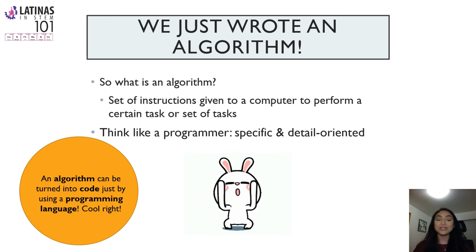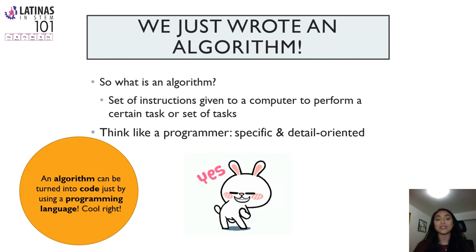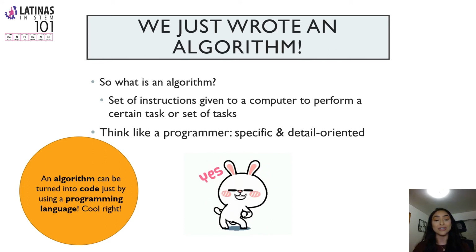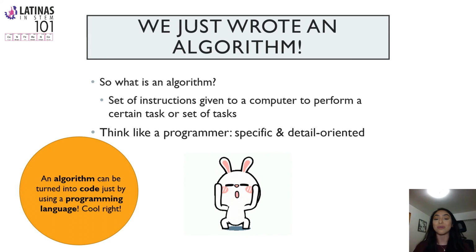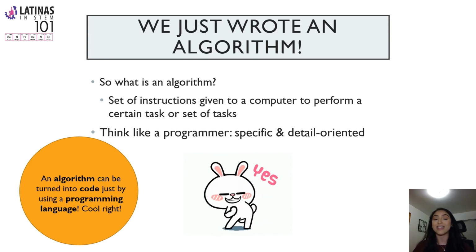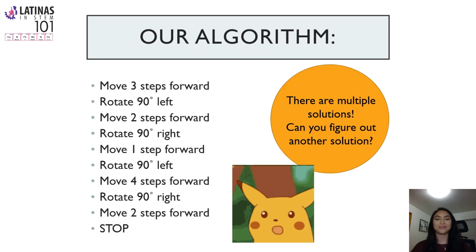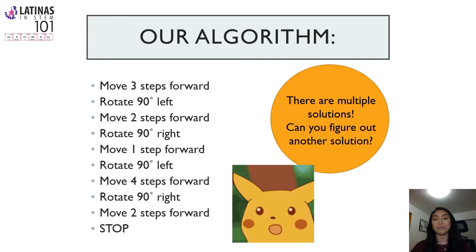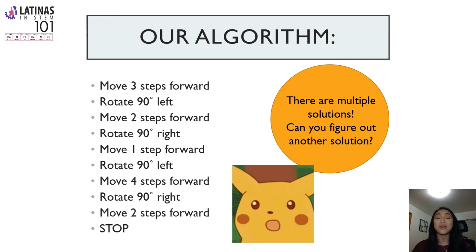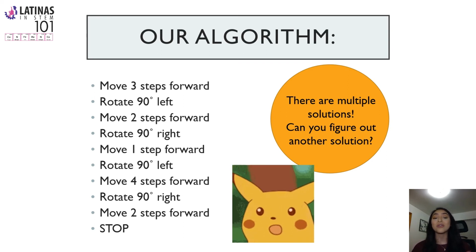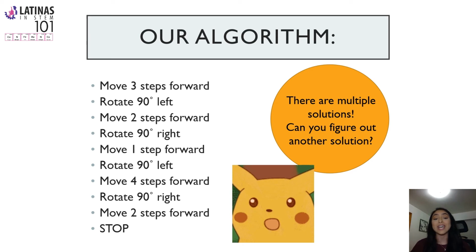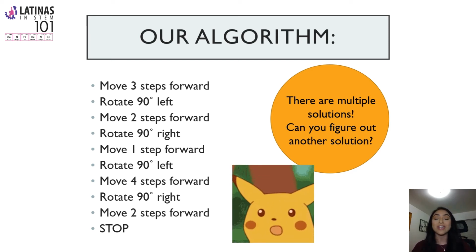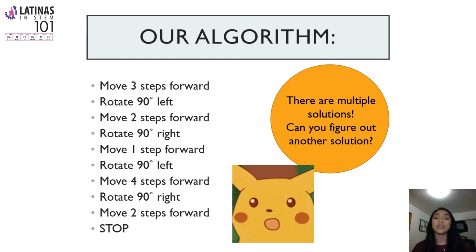And another cool thing to note is that an algorithm can be turned into code just by using a programming language. Pretty cool, right? So the algorithm that we just wrote can actually be implemented into code. Here we have the algorithm that we just went through in this example. But remember, there are always multiple solutions. So this is actually not the only algorithm we could have implemented. Remember that our elephant at some points had different paths that it could have taken. So there are multiple solutions. And this is always the case whenever you start coding and programming.